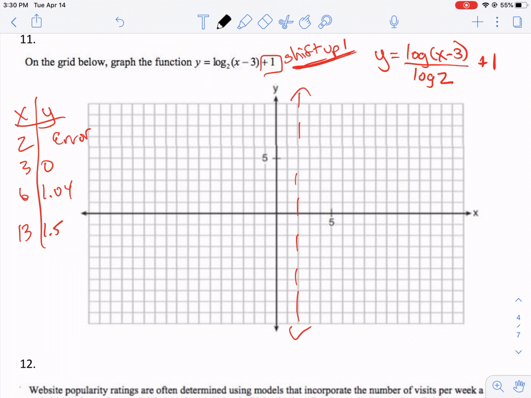3, 0. 6 is 1.04. 13 is 1.5. So that's not climbing very fast. So again, do your down arrow very close to your asymptote. Go out to the point that you plotted last, just a little bit, and label.